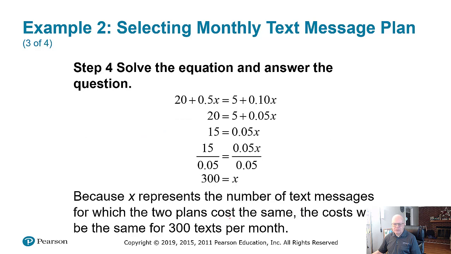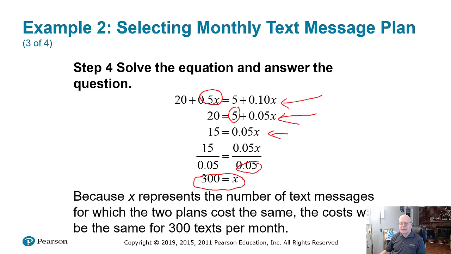Solve the equation. So here we've got the equation we had on the previous slide. Here we'll subtract this 0.05x from both sides. In the next one, we'll subtract 5 from both sides. That gives us this equation. And then finally, to get what x is, divide both sides by 0.05. And there you got your answer. That's how many text messages will cost the same in both Plan A and Plan B.